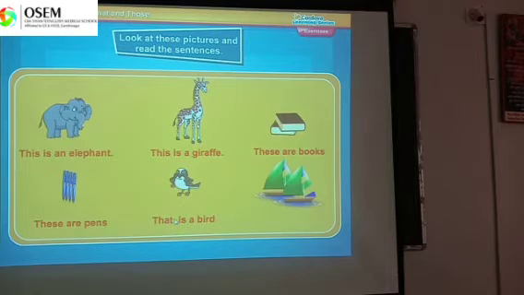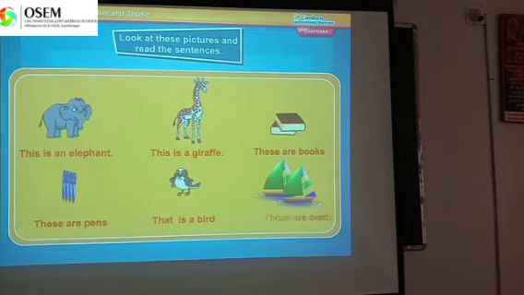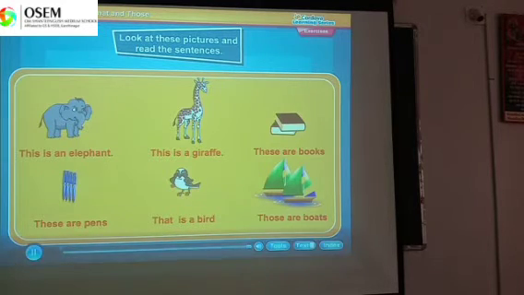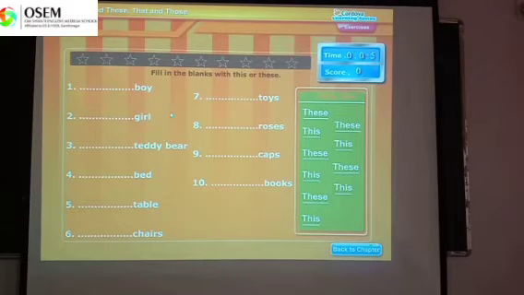Then that is a bird. Here you can see we are talking about only one bird. So that is a bird. We use that with singular nouns. Then those are birds. We use those with plural nouns. Now let's start exercise 1.